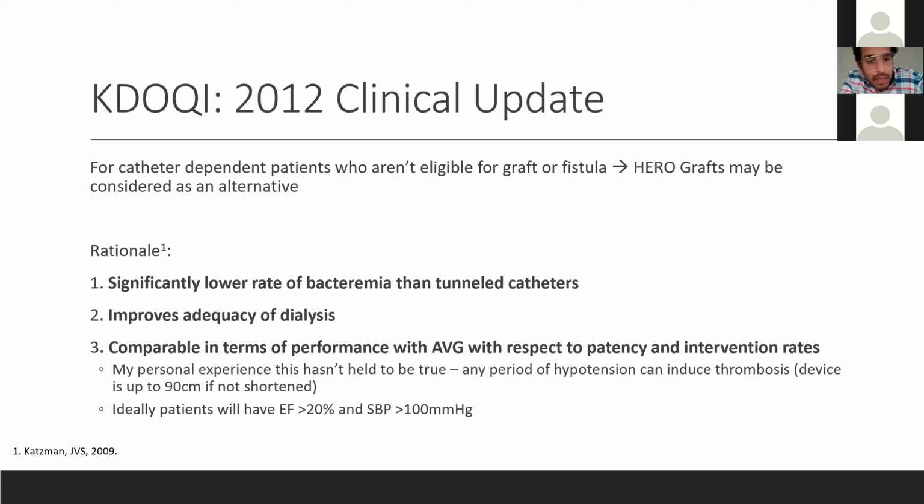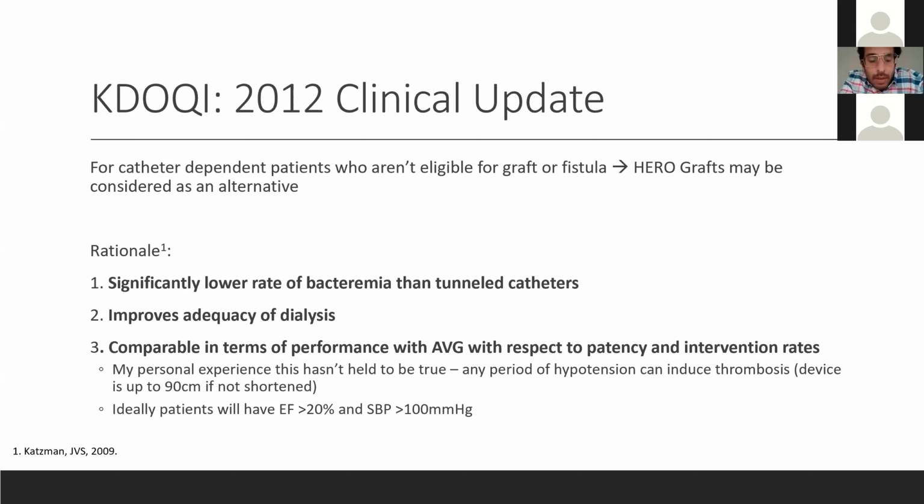And the rationale being that there's a lower rate of infection, improved adequacy of dialysis, and it was also comparable in terms of performance with regular grafts with respect to patency intervention. I'll mention that my personal experience, and I'm sure this is probably true for most people, is that hero grafts tend to clot much more frequently than other types of accesses, specifically grafts and fistulas. And the main reason I think is because any period of hypotension can induce thrombosis.